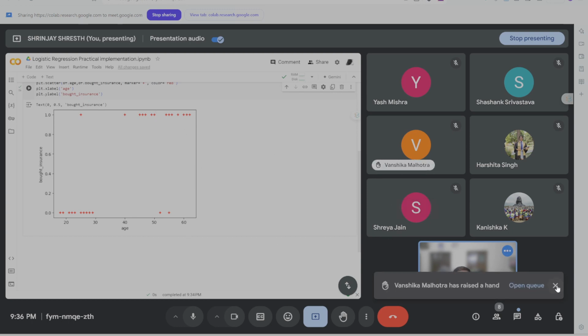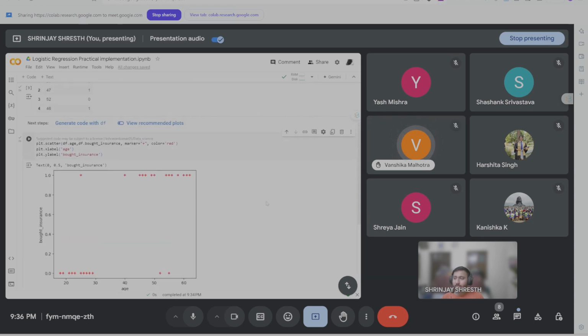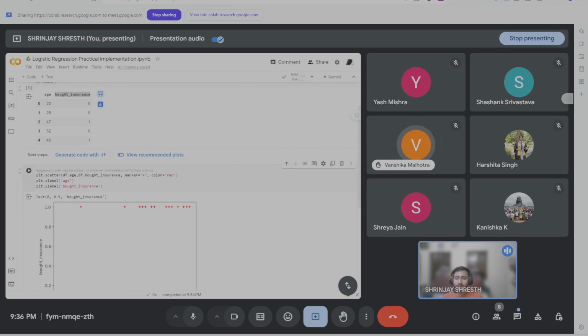हाँ वंशिका. भैया एक मिनट स्क्रॉल कर दीजिए. ठीक है, कितना पार्ट वंशिका? यस भैया. ठीक है, चलो.